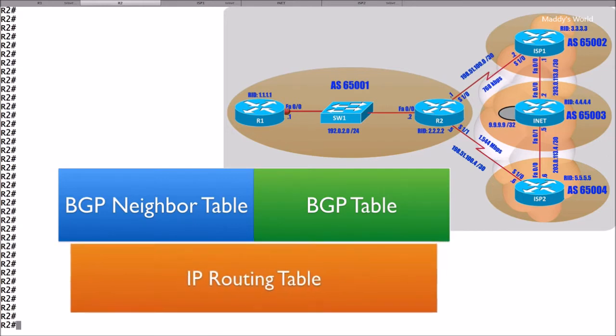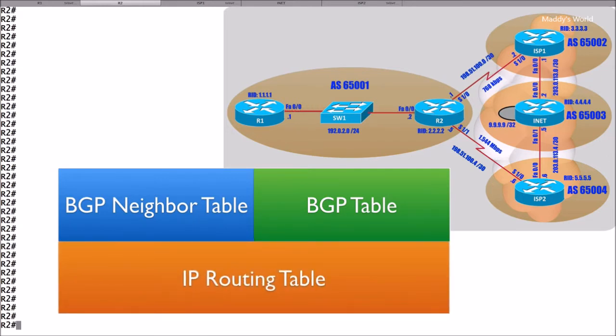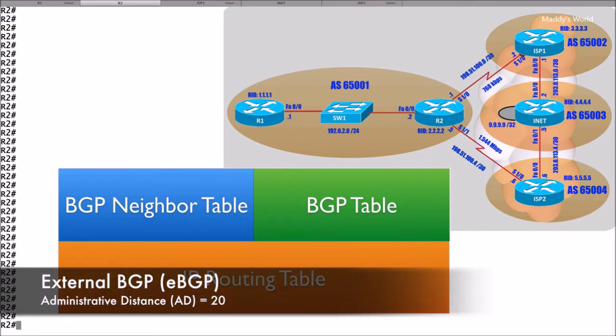However, just because the BGP table knows about a route, that's no guarantee that it will be injected into the IP routing table. One reason a route known to the BGP table might not show up in the IP routing table is there's a more believable source. Remember that we use administrative distance to determine which routing source is most authoritative. And EBGP, external BGP, has an administrative distance of 20. So that beats out OSPF, it beats out EIGRP.